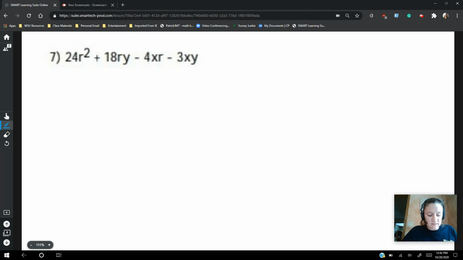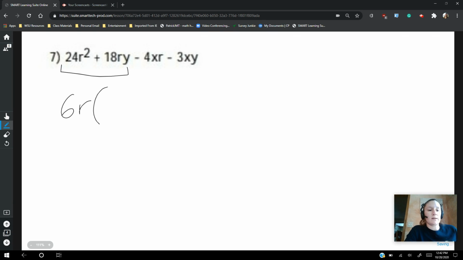Second one we're going to look at is number 7, which is factoring by grouping. And this one is 24r^2 plus 18ry minus 4xr minus 3xy. So the first thing we're going to look at is the 24r^2 plus the 18ry, because we're doing by grouping, so we look at the first two terms and then the last two terms. Looking at the 24r^2 and the 18ry, we see that 6 is a factor of both the 24 and the 18. And then we also see that there's a common r between the two terms.